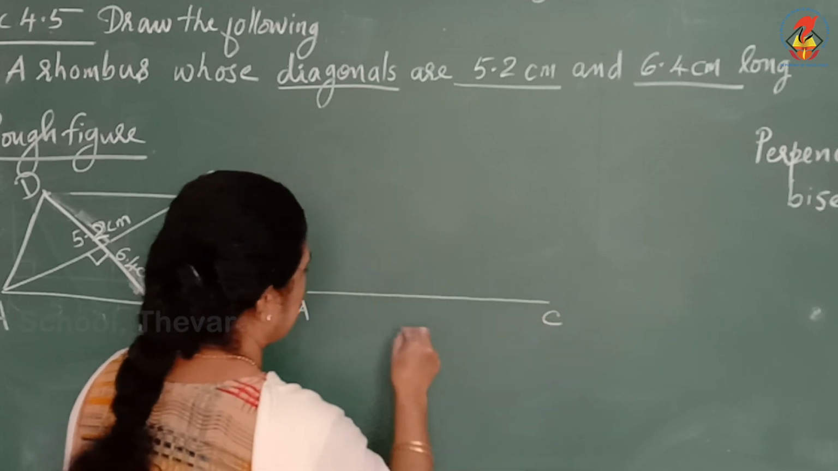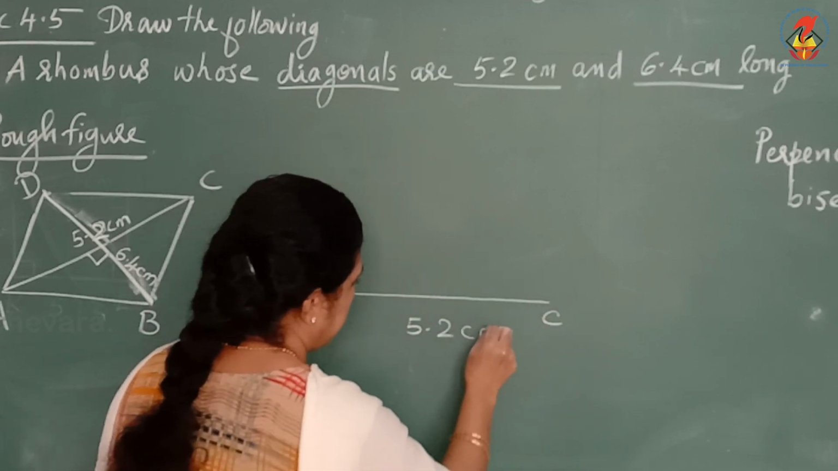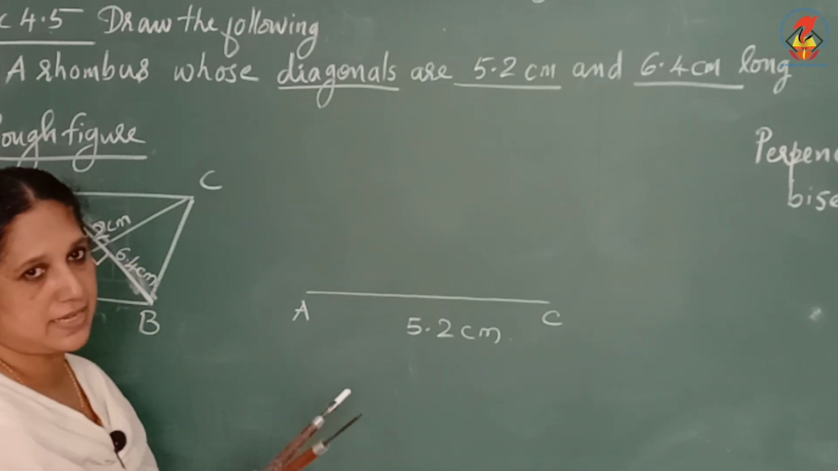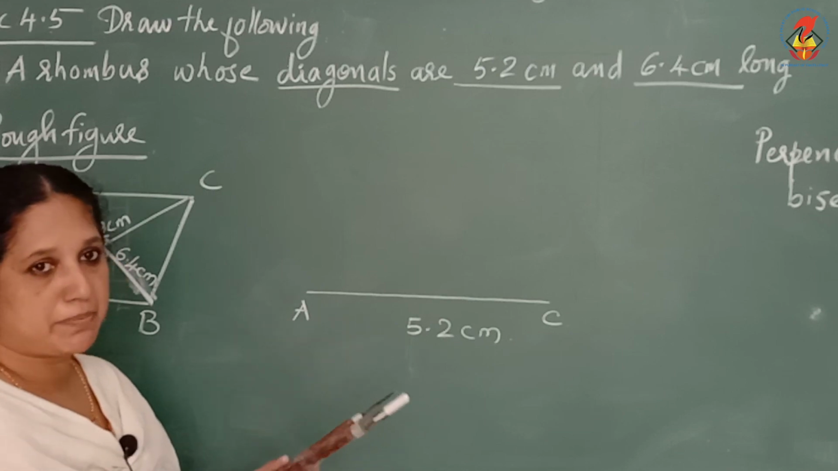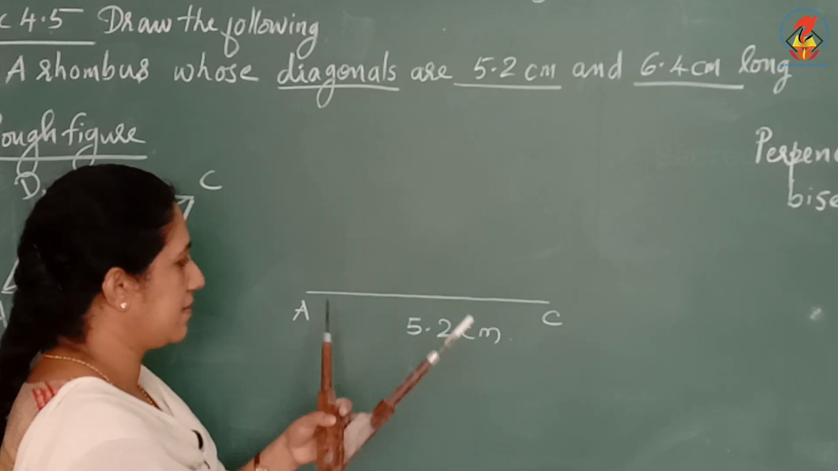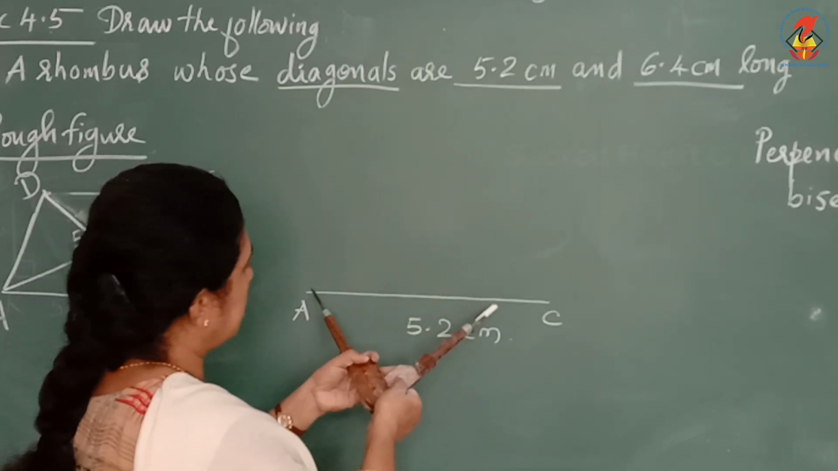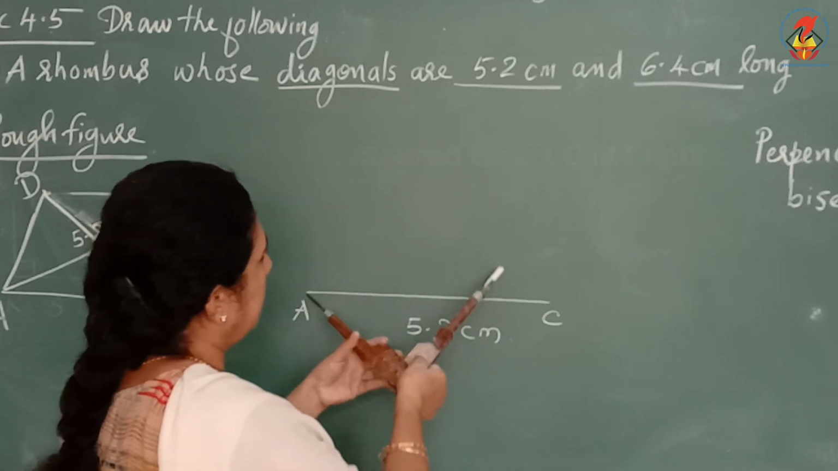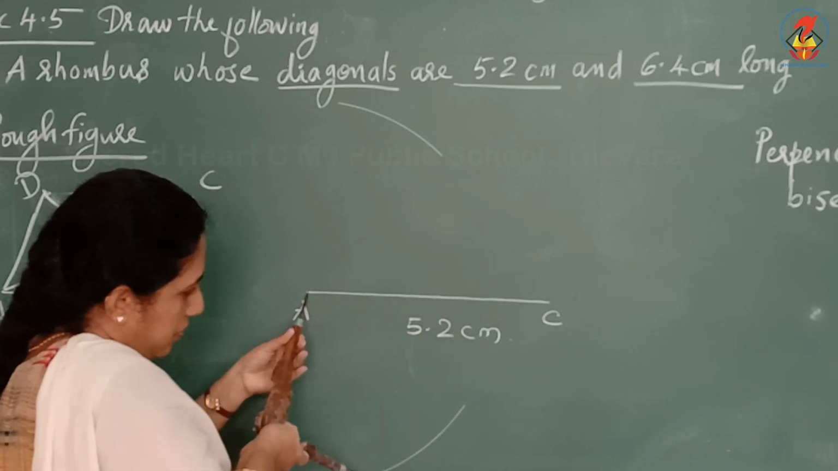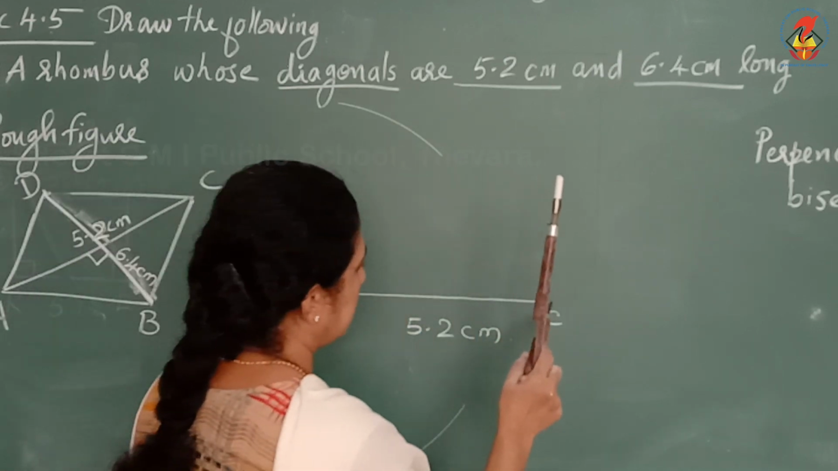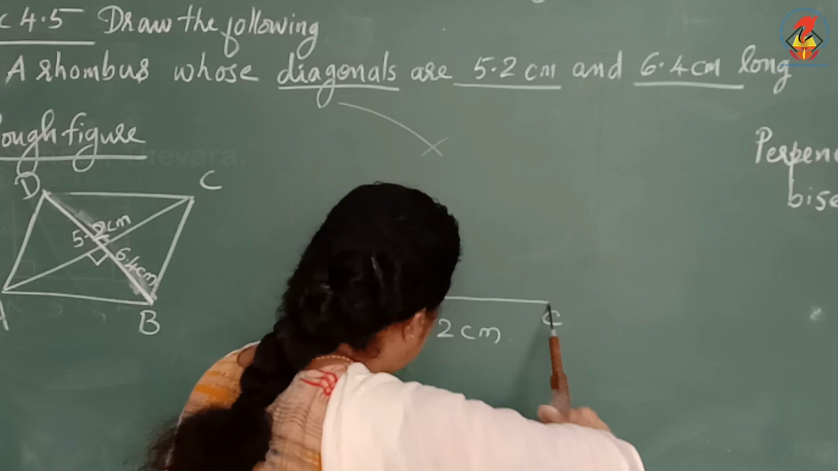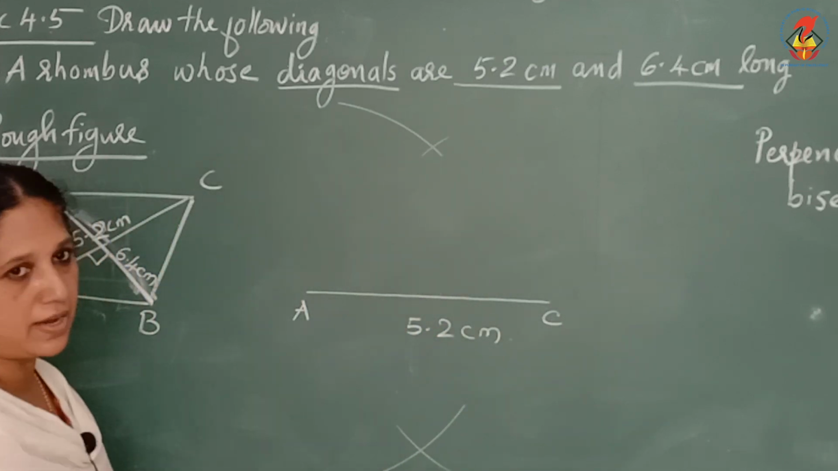AC, 5.2 centimeter. First step. Then second step, you have to draw the perpendicular bisector. How can we draw the perpendicular bisector? For this line segment AC, take more than half of this measure. Draw the arcs with A as center. Don't change the measure. With C as center also, draw arcs on either side of the line segment AC.